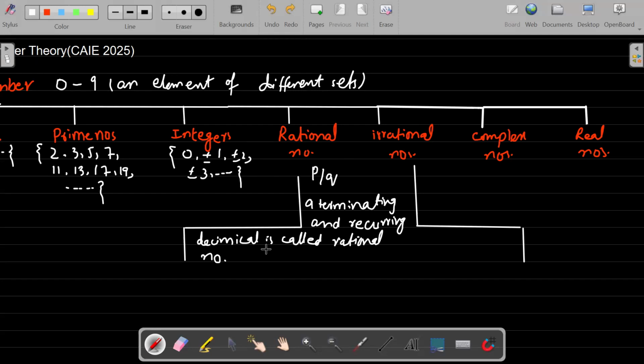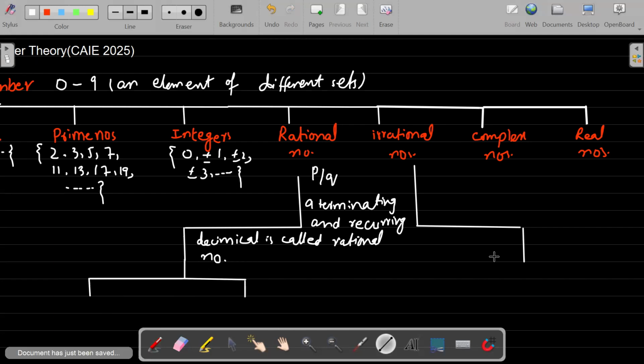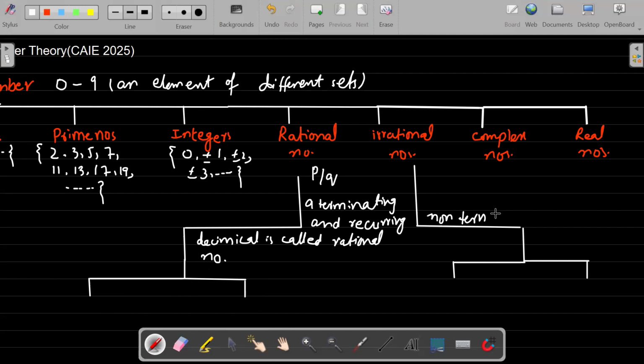Now let's talk about what is meant by terminating and recurring decimal. These are the two things we are going to focus on. In the same way, there are two terms for the irrational number as well. What is the definition of an irrational number? A non-terminating and non-recurring decimal.